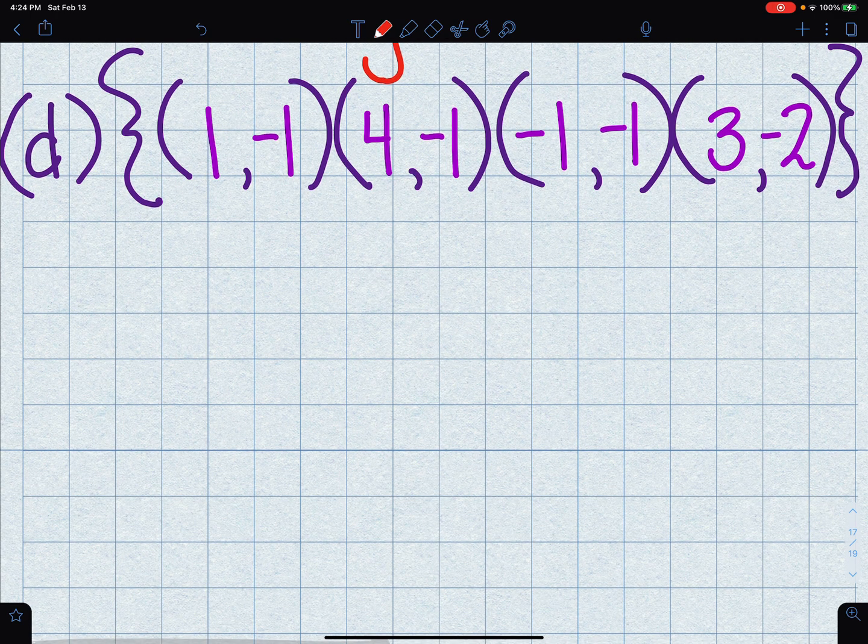Okay, last one. D. Is D a function? If I put in a 1, I get -1. If I put in a 4, I get -1. That's fine because I'm still choosing. If I put in a -1, I get a -1. It seems like I always get a -1, but that's fine. I can still choose. But if I want a -2, I'm going to put in a 3. This is a function because it seems like this vending machine only gives out -1s or -2s. But either way, I can still choose what I put in.